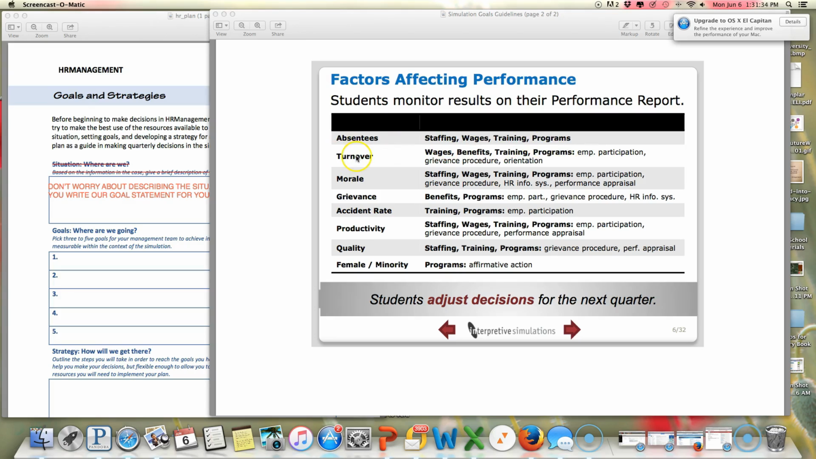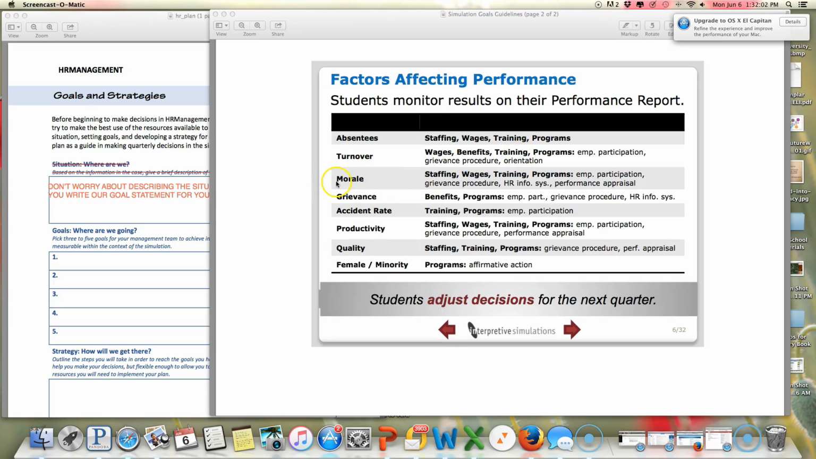And the same thing here with turnover. If you want to decrease turnover, you want to retain your employees, you want to focus on things like participation programs and grievance programs and orientation programs, so that people are less likely to leave because they feel like they know how to do their job, they've got the information they need to be successful, they know that their concerns are being addressed, they're getting paid fair wages and benefits, and they're getting the training they need to be able to do their job.